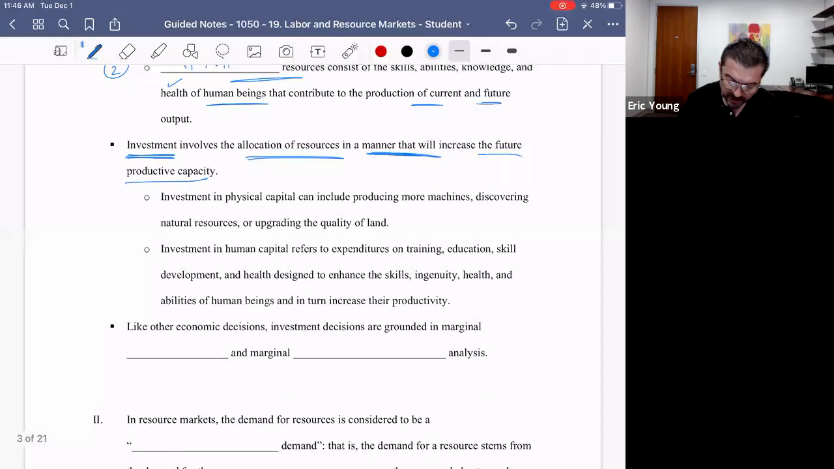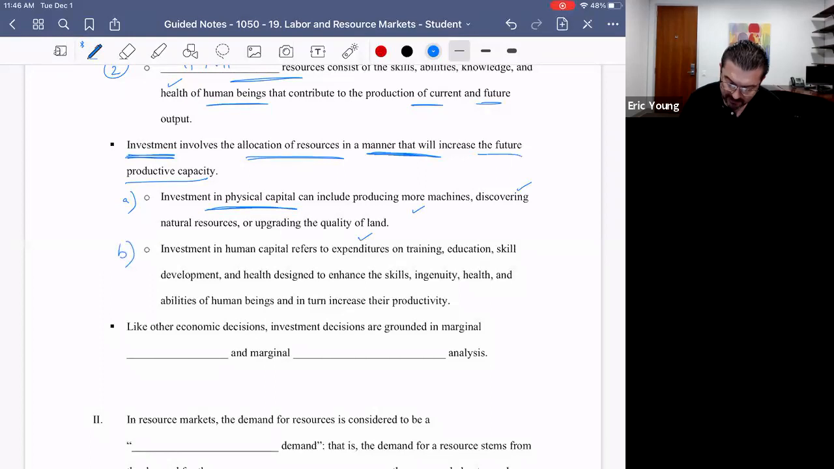We know that we can have, number one, a form of investment in physical capital. So we had the categories above of physical capital and human capital. We can make investments into those different categories. Investment in physical capital, that could include things like making more machines, discovering natural resources, maybe upgrading the quality of land. It's allocating resources to make the non-human factors better suited to produce.